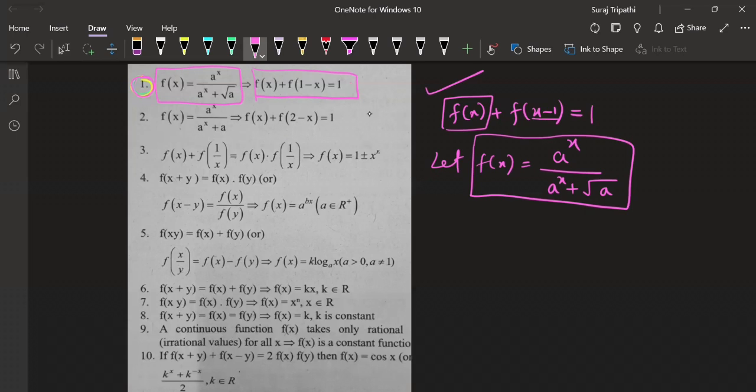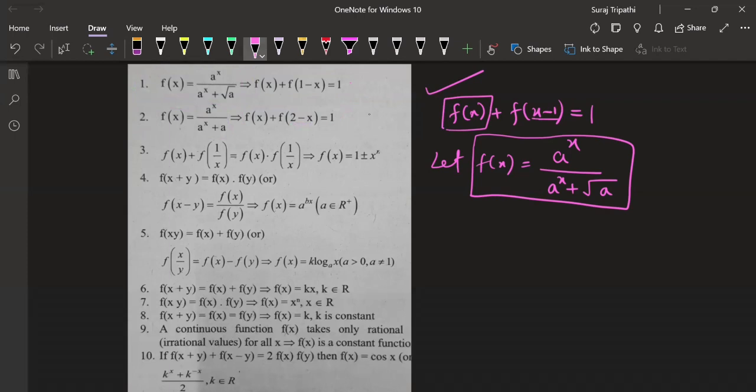Second one. If the question is given like this, f of x plus f of 2 minus x equals to 1 is given, then in that case you have to consider the expression of the function as a raised to x. Here, as you can see, there is no root, so without root you have to consider this. This you have to keep in mind. Okay, definitely we will solve some problems based on this one.